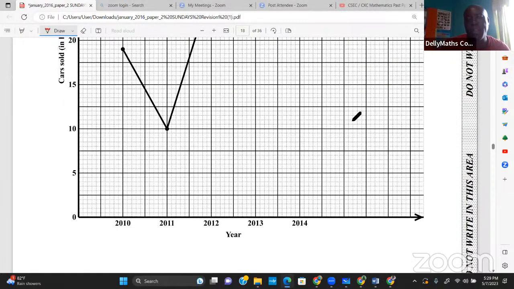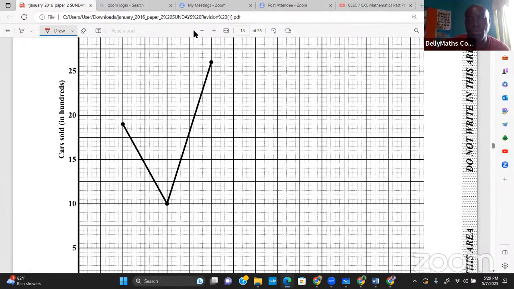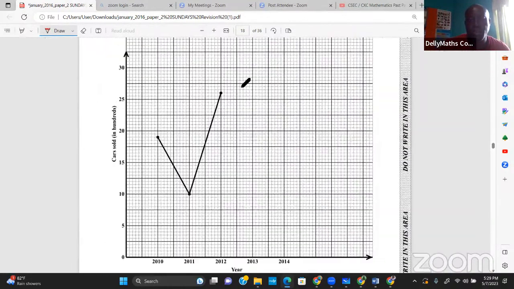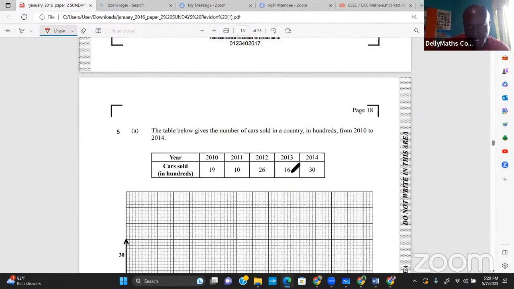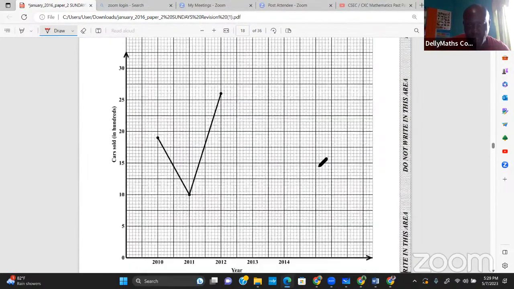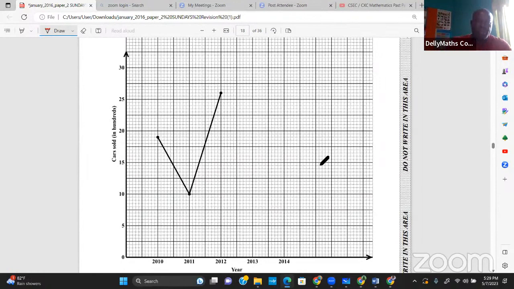All right, so we're going to complete the line graph. Let's look. We need to plot 13 and 14. 13 is 16, 14 is 30. So let's find those numbers. Based on the scale, you're going to have to pick 16. All right, so I think I see 16. 16 is going to be right here.